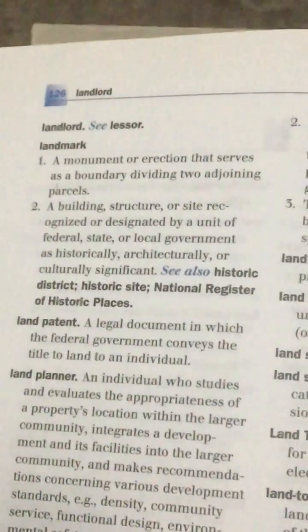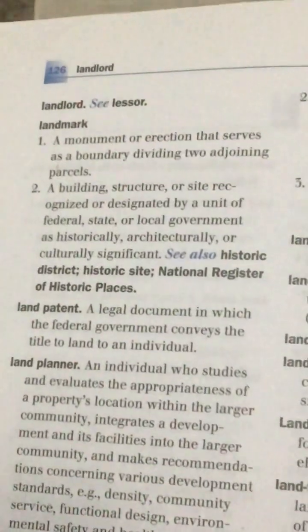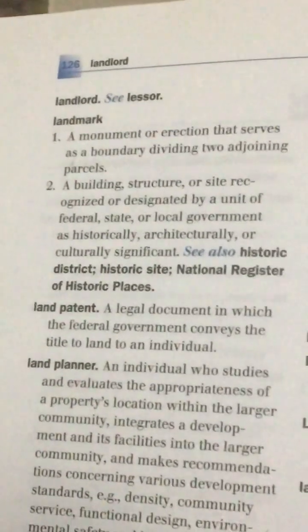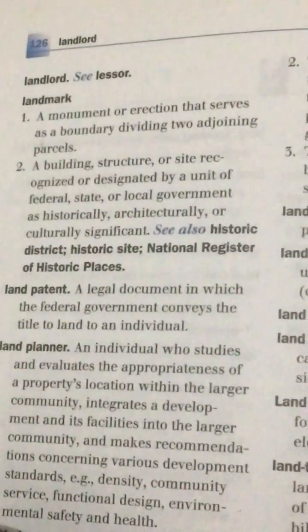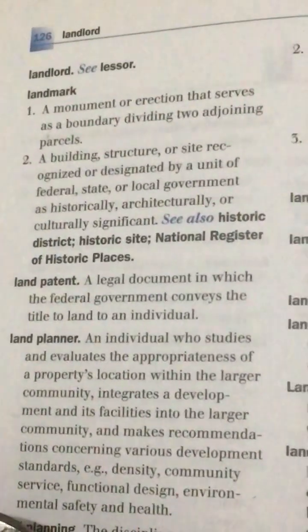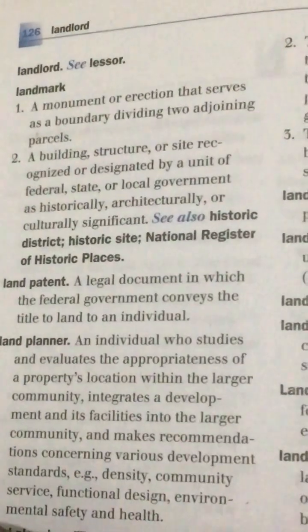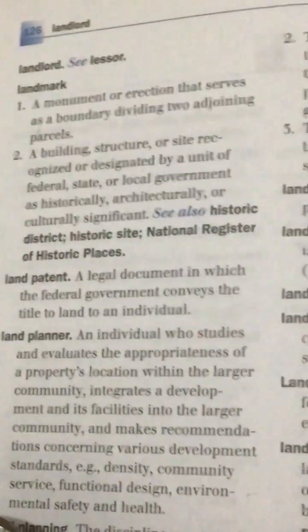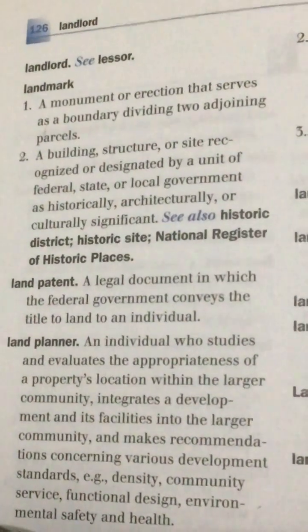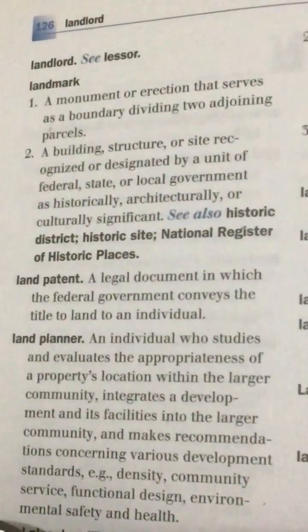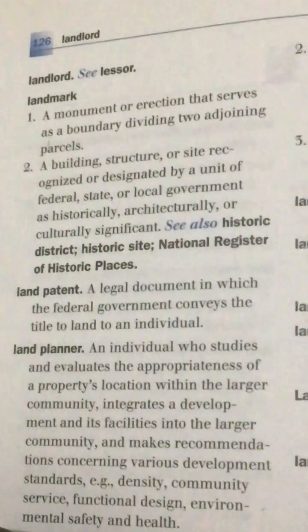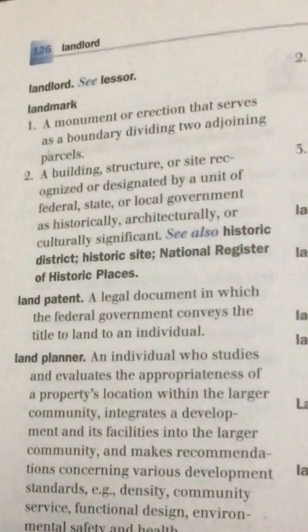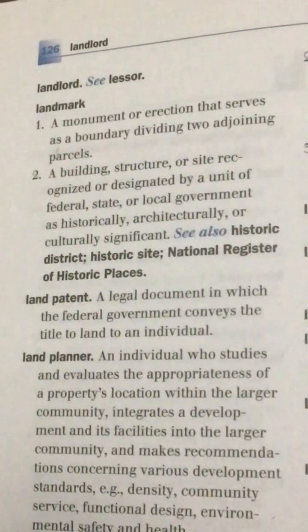The Dictionary of Real Estate Appraisal, page 126. Chapter L continued, starting with Landlord. See Lessor. Landmark. Number 1. A monument or erection that serves as a boundary dividing two adjoining parcels.